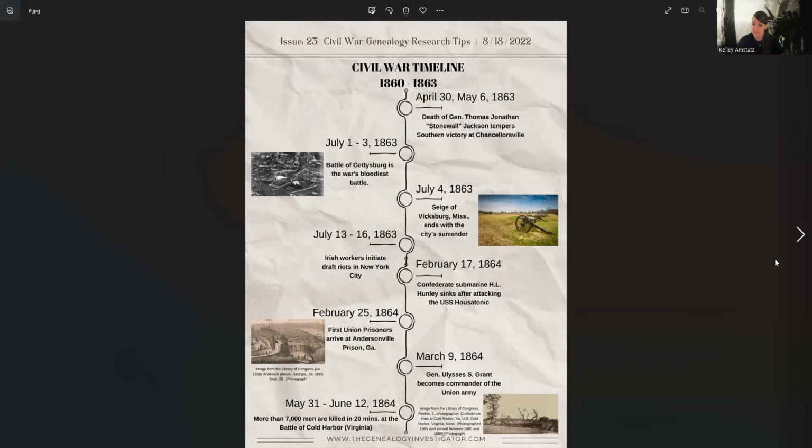We move into 1864. Confederate submarine H.L. Hunley sinks after attacking the USS Housatonic, February 17th, 1864. Then we have the first Union prisoners arriving at Andersonville Prison, Georgia on February 25th, 1864.